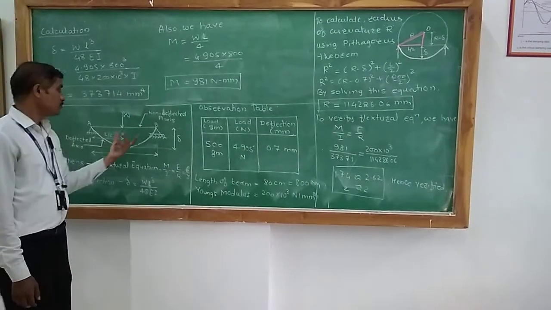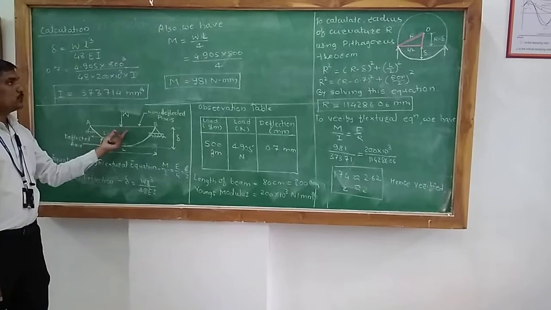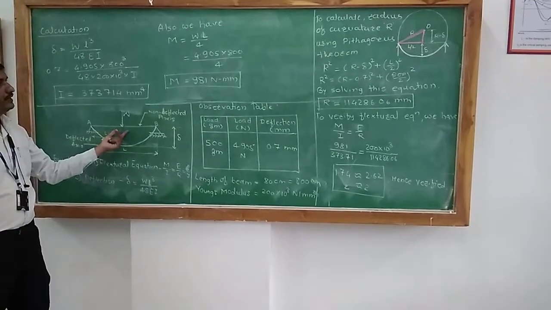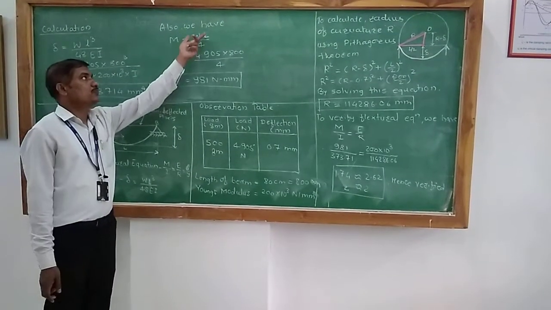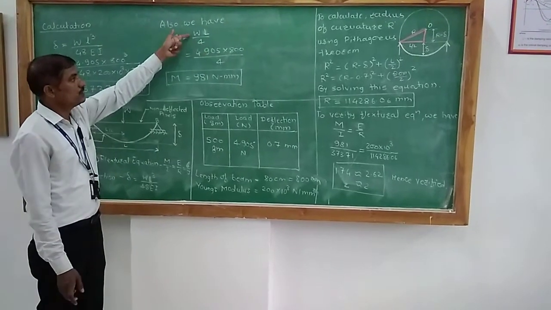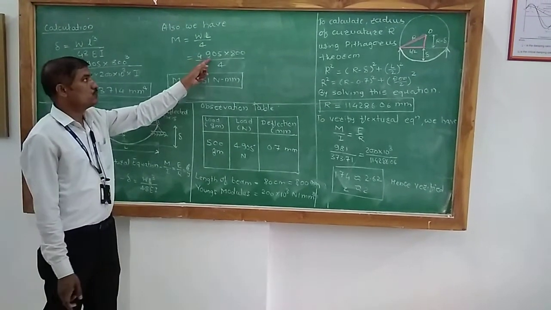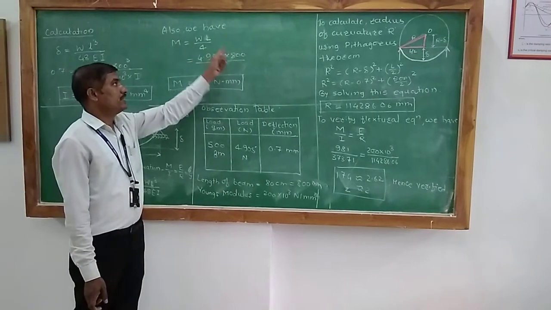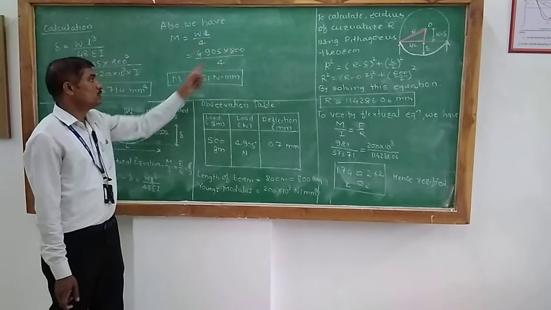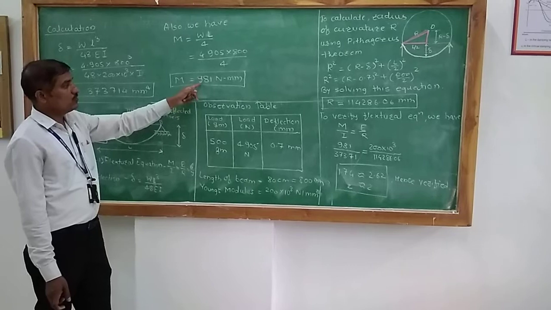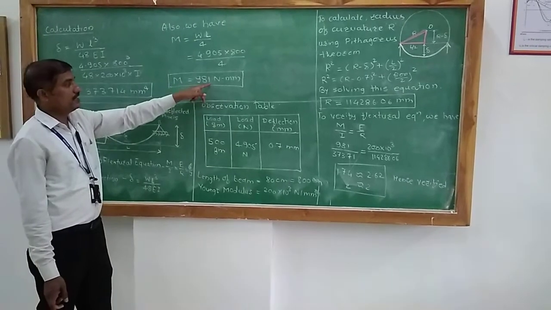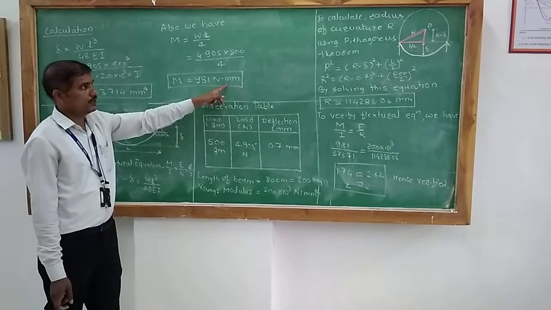Next, for a simply supported beam which is subjected to a point load at its midpoint, the bending moment is given by WL by 4. So here, by keeping the value of W, that is 4.905, multiplied by length 800 millimeter divided by 4, you will come to know the value of maximum bending moment, that is 981 Newton millimeter.